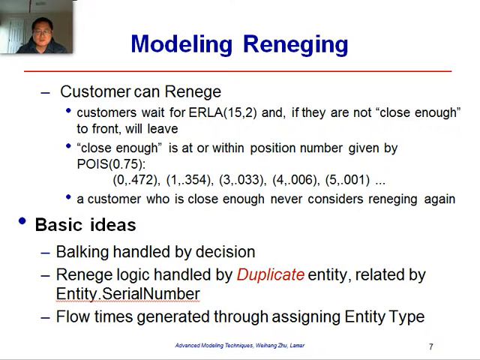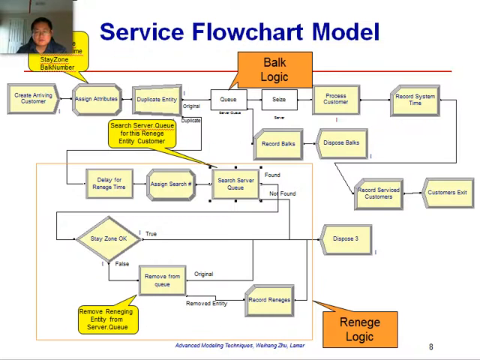A customer may renege after waiting for a while and finding out the queue is still too long. Basically, the idea is to search for a particular customer after a certain time. If she is still in the line, remove her from the queue. This is the workflow. The balk logic is easily handled by queue logic. The renege logic is more involved, but the idea is clear.